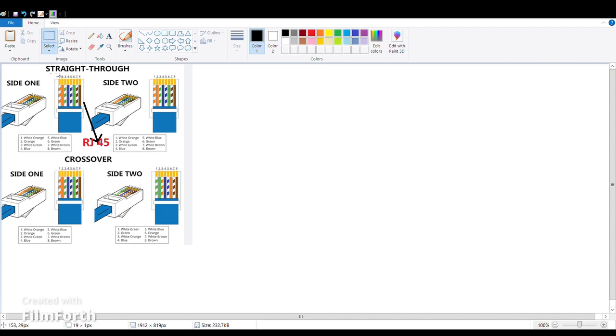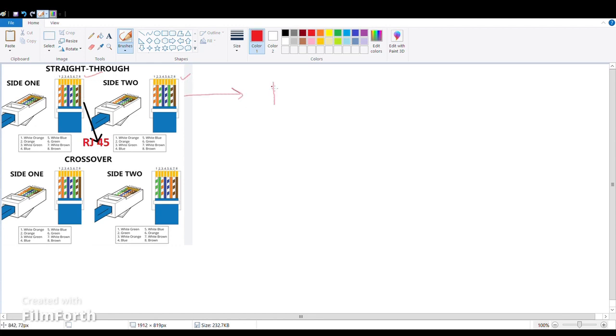So for straight through cables, let me take the brush. For a straight through cable, what we need to understand is the pin structure: 1, 2, 3, 4 up to 8. You can see orange-white, orange, green-white, blue, blue-white, green, brown-white, and brown. A similar structure is found on the other end.